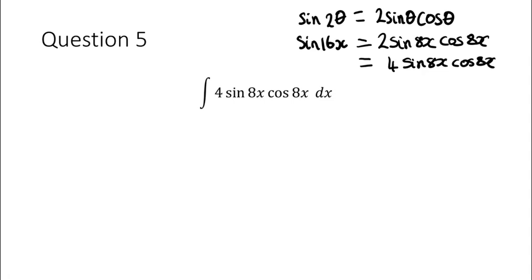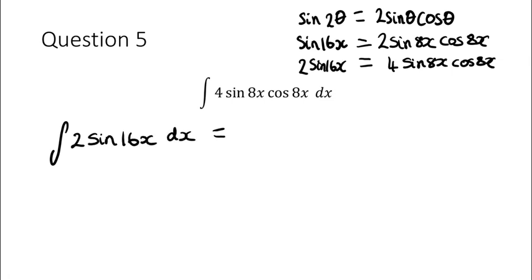So it won't be sine 16x, it will be 2 sine 16x. So what I'm going to do now is replace 4 sine 8x cos 8x with 2 sine 16x. This is what I'm going to integrate. So what I've now got is a much simpler problem to solve.